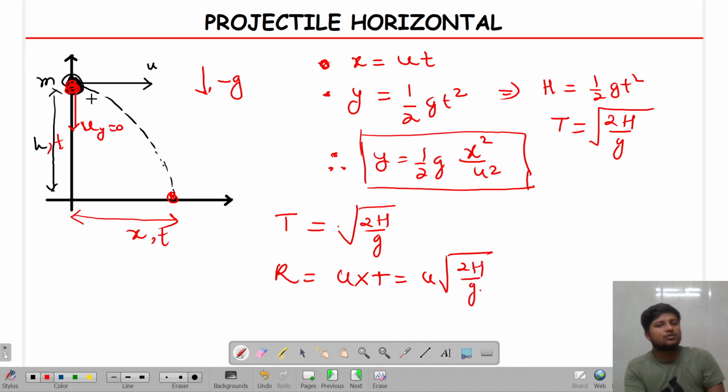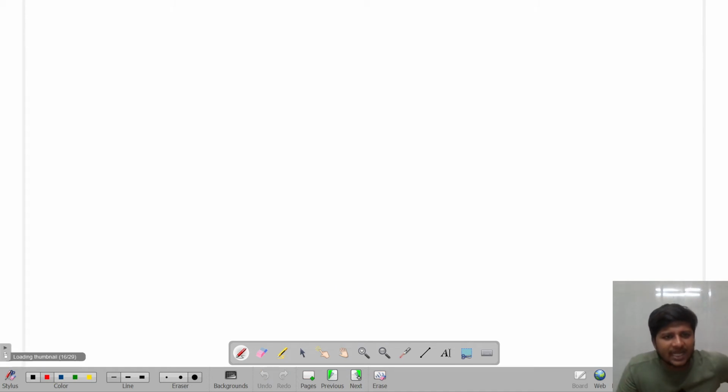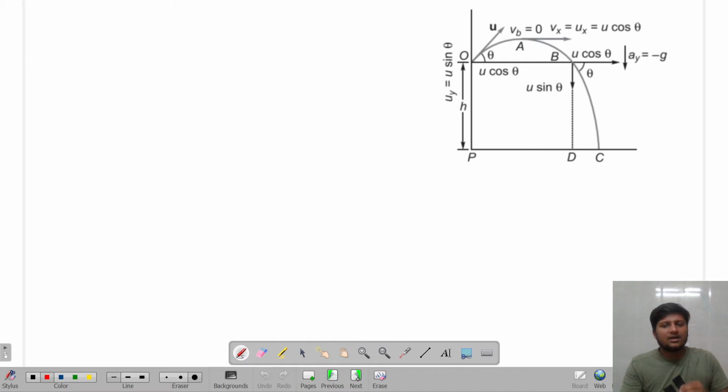Let's suppose we have thrown some particle which has initial velocity u, perfectly horizontal, not making any kind of angle with the vertical or whatever it is. Then the time of travel for the projectile is root over 2h by g, and the range traveled by that projectile along the horizontal path is equal to u into root 2h upon g. So this is the easiest one. Now I can bring some changes in that.